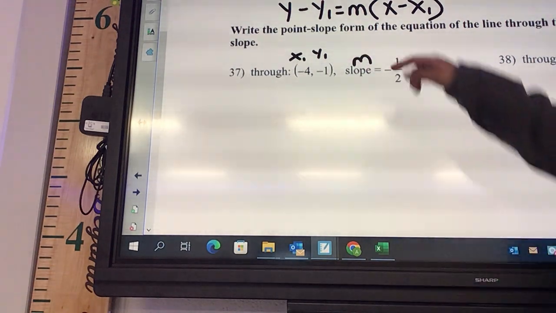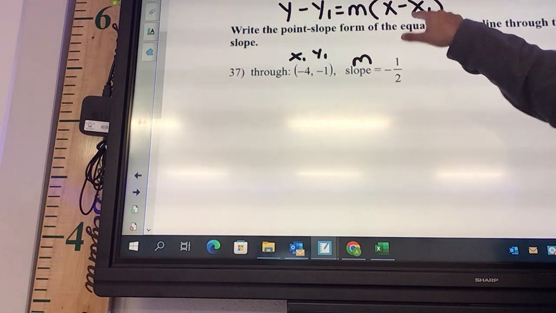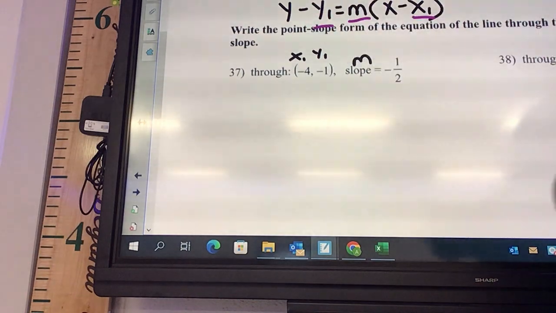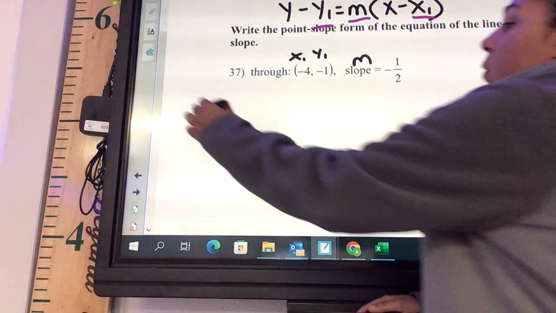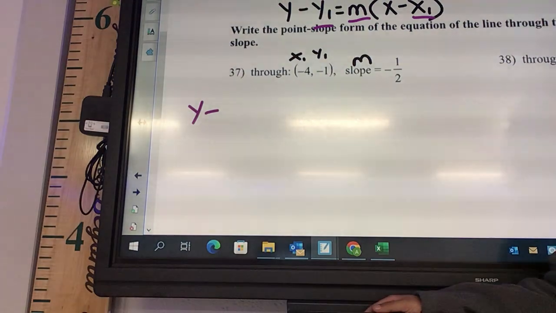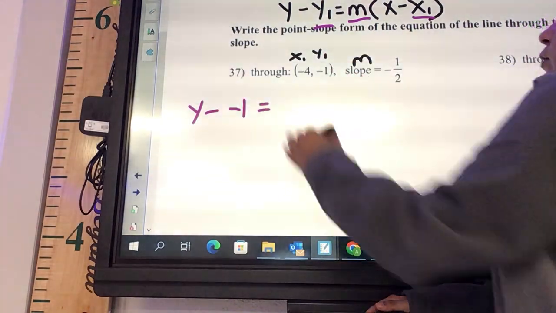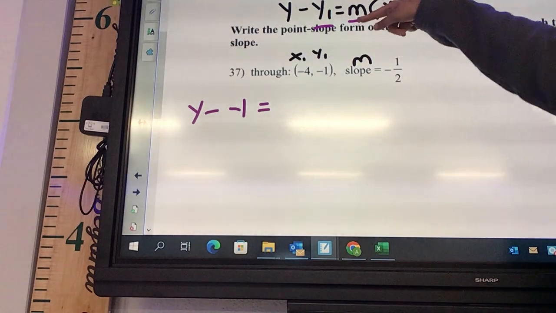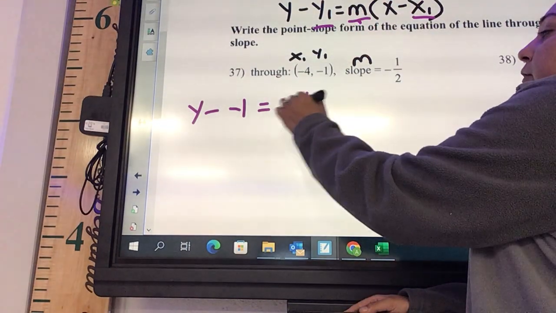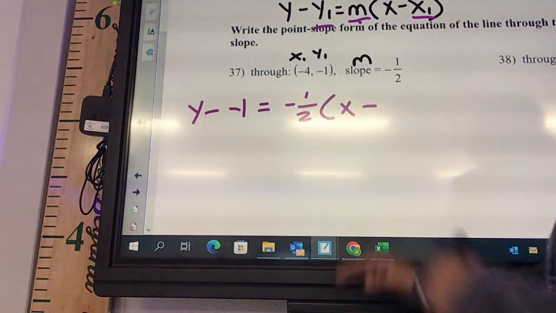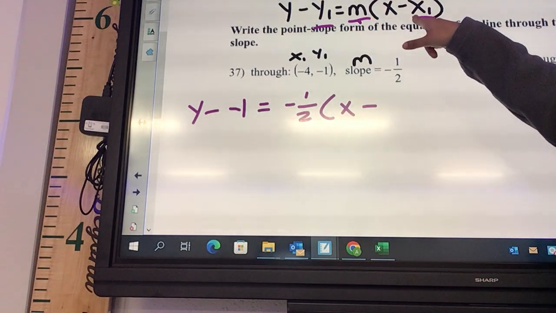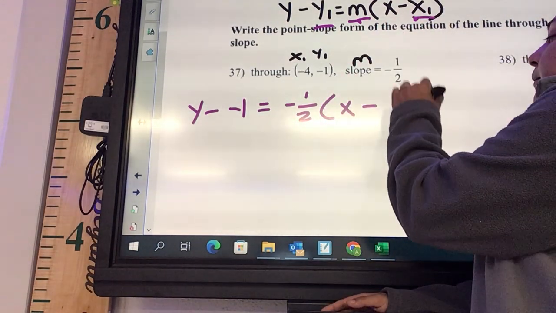So you can see here that I've got everything I need. We plug in something here, here, and here. So I got y minus, what is y1? Negative 1 equals, what's my m? Negative 1 over 2. x minus, what is my x1? Negative 4.